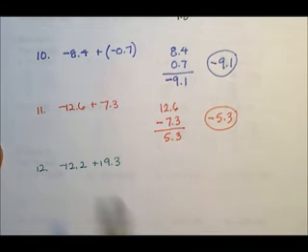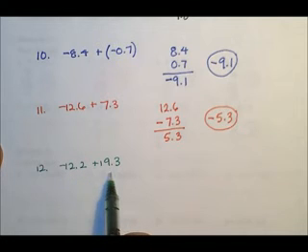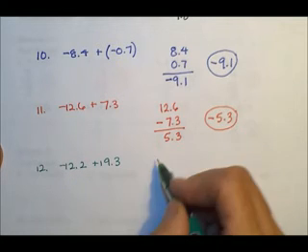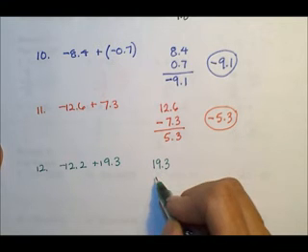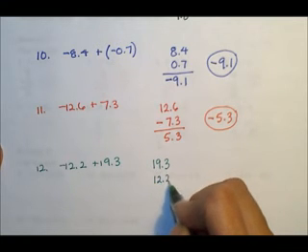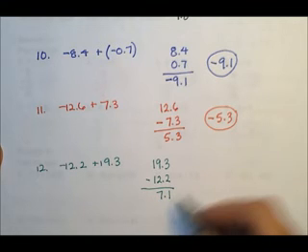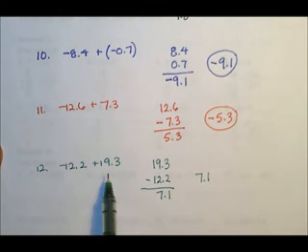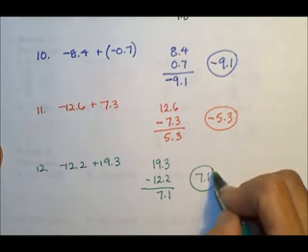Number 12, negative 12 2/10 plus 19 3/10. 19 3/10 has a higher absolute value, so I'm going to subtract the lower absolute value, and I get 7 1/10. Since the higher absolute value was a positive, my answer is positive.